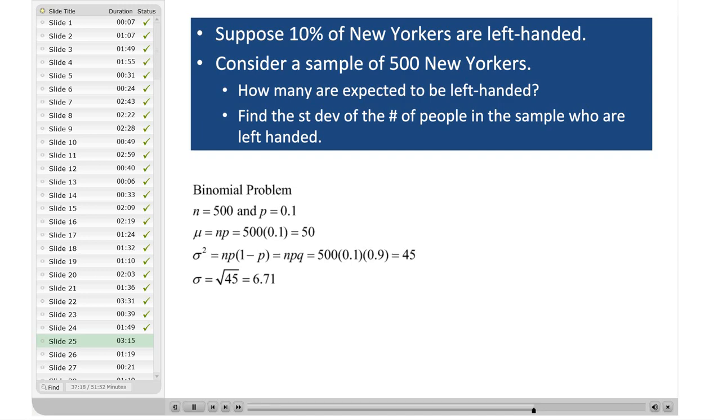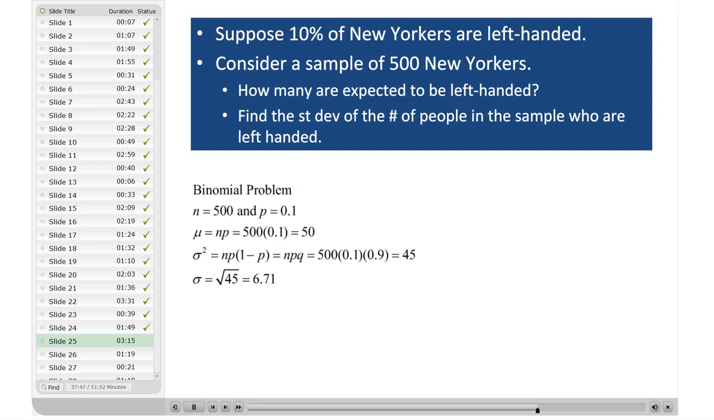Now, this is a binomial problem because we're dealing with a sequence of trials. That is, we're looking at 500 people. And on each trial, there's only two possible outcomes. The person is either left-handed or they're not left-handed. Another word for this is it's a dichotomous problem because there's a dichotomy. Each person is either left-handed or right-handed. The previous problems in this lecture were not binomial problems because we were talking about the weight of a person or the height of a person.